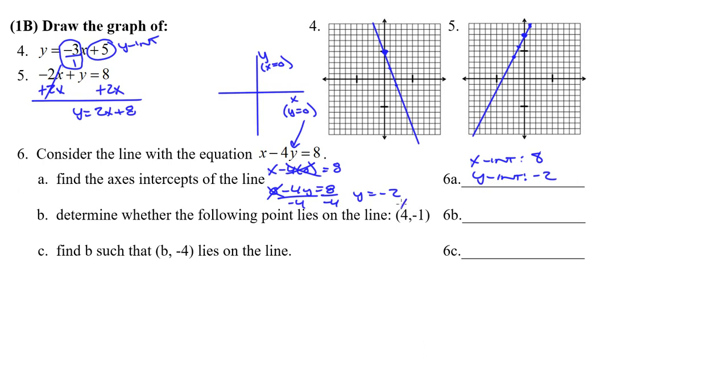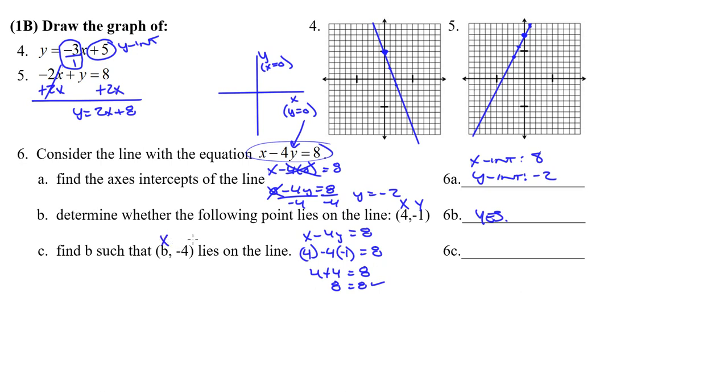Part B, determine whether the following point lies on the line. So that's where we're going to plug this 4 in. We're going to plug 4 in for x and -1 in for y on this equation. So we have x minus 4y equals 8. x now is 4, minus 4 times y, which is -1, should equal 8. -4 times -1 is +4, so we have 4 plus 4 equals 8, and that is true. If this ends up being true, then that means this point is on the line. So yes, it does lie on the line.